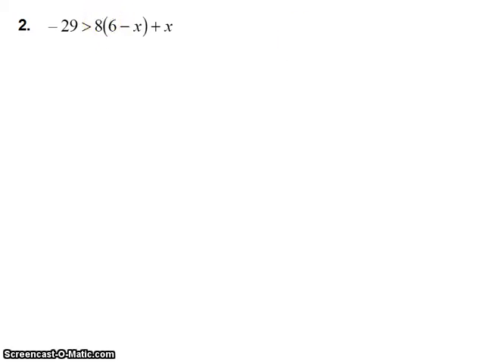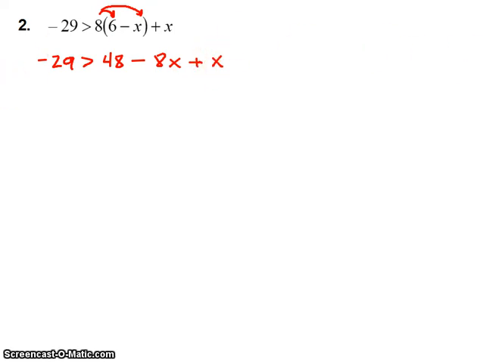We need to start this one off by distributing the 8, getting rid of the parentheses, and now we have a negative 29 is greater than 8 times 6 is 48. 8 times negative x is a negative 8x, and then we have a plus x right next to that.